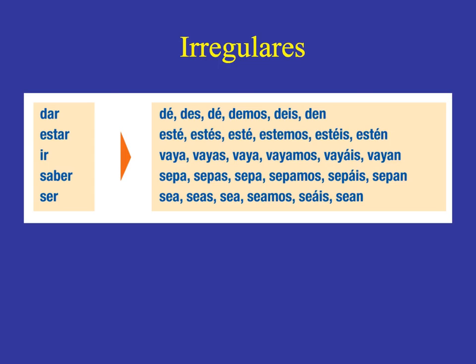You'll notice that the five irregulars are very similar to the irregulars in the negative tú, usted, ustedes, and nosotros commands. So that's dar, estar, ir, saber, and ser. You can just write these infinitives down if you want, because the irregular forms will be provided in a packet.